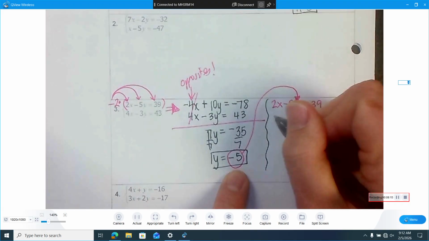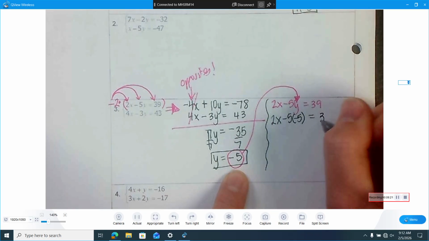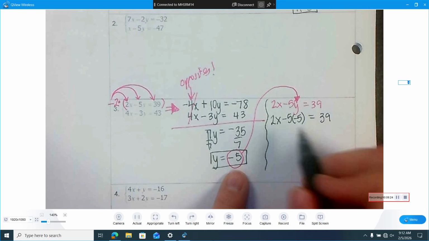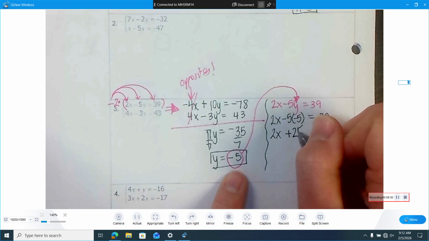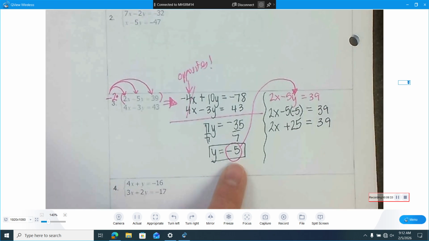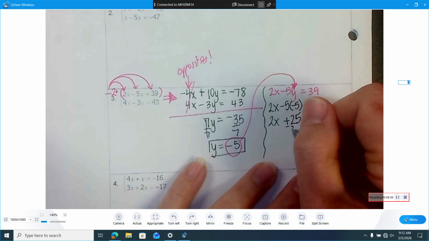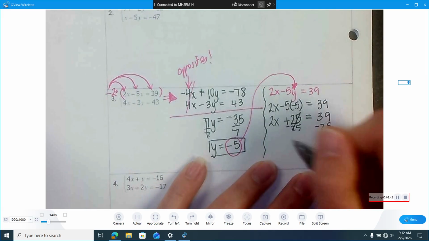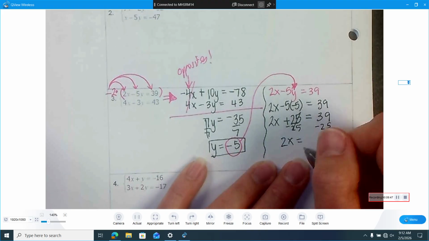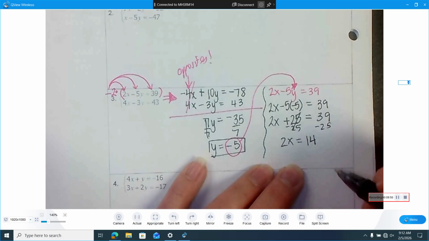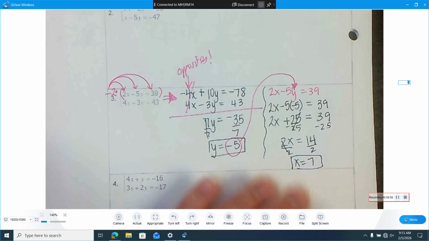The y is -5. So I have 2x minus 5 times the -5 equals 39. What is -5 times -5? +25. So I have 2x plus 25 equals 39. And then what should we do? -25 minus 25. So we get 2x equals 14. All right. And then we need to divide by 2. So we get x equals 7.